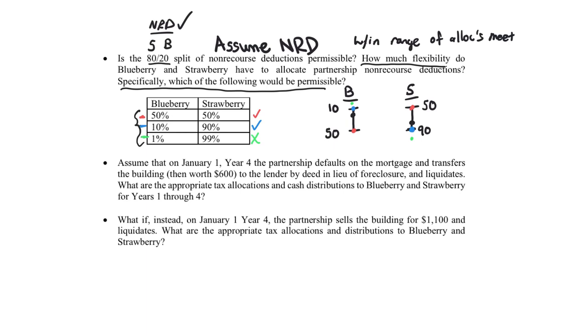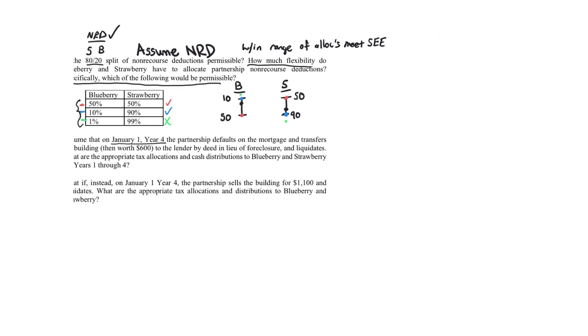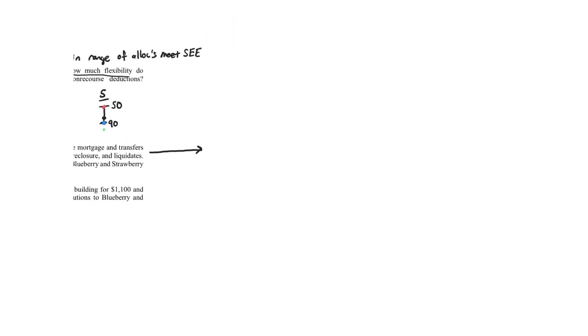Assume that on January 1st, year 4, the partnership defaults on the mortgage and transfers the building, then worth $600, to the lender by deed in lieu of foreclosure and liquidates. So the business is going to liquidate. What are the appropriate tax allocations and cash distributions of blueberry and strawberry for years 1 through 4? All right, let's create some room. I'm going to draw over here. We need to create a table.